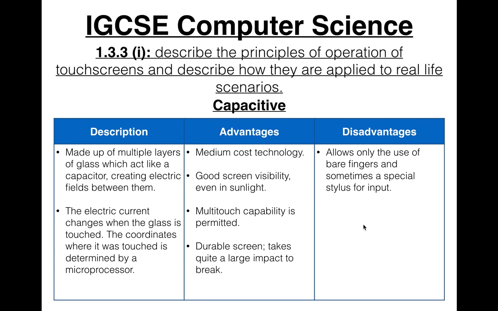The only real disadvantage of capacitive is that it allows only the use of bare fingers and sometimes a stylus for input. Now, this might be considered an advantage actually because, what else are you going to touch the screen with? Also, if it allows fingers only, then you can keep it in your pocket without having to worry about your pants touching the screen, which is quite annoying. But it's considered a disadvantage because you might want to touch the screen with some other stuff if need be.